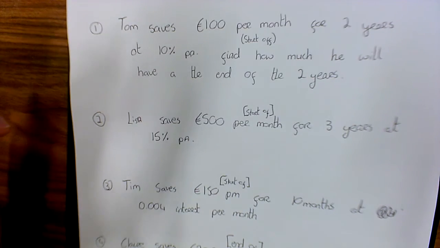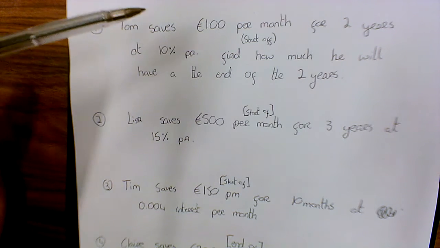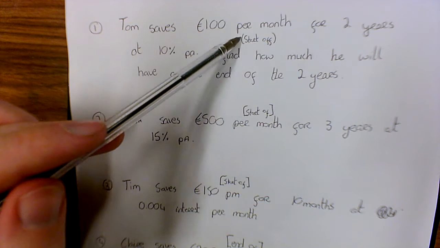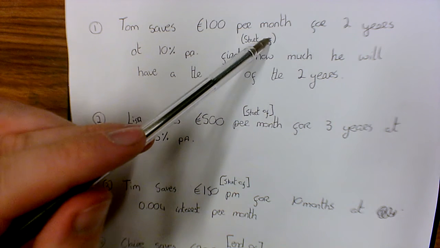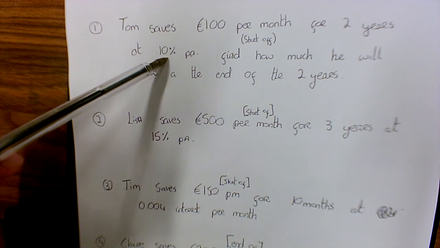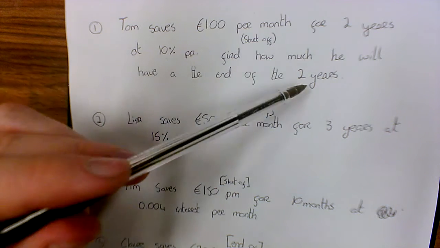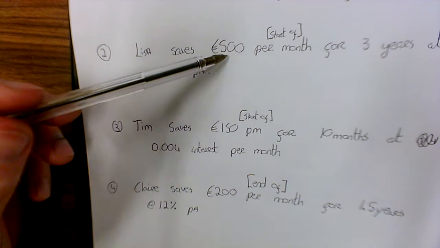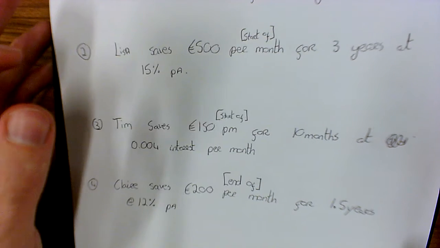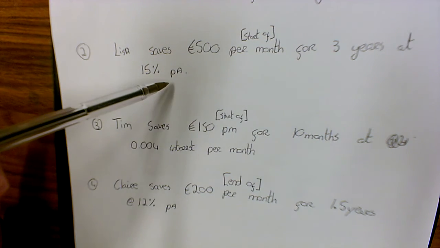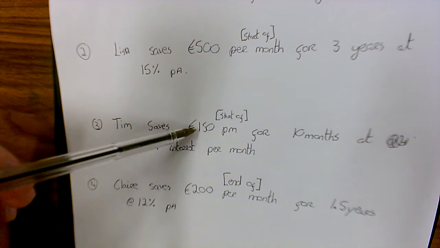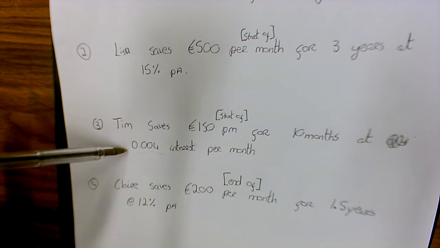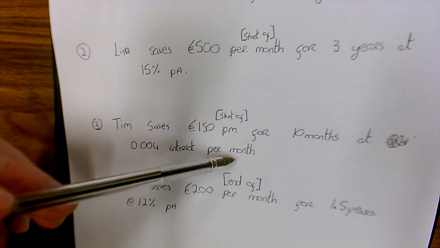Okay, so lastly there's a few questions for you, and again you can pause these and do them. So Tom saves 100 euros per month for 2 years at the start of every month. Okay, start of every month he saves it at 10% per annum. Find how much he will have at the end of 2 years. Second one, Lisa saves 500 euros per month at the start of the month for 3 years at 15% per annum. Tim saves 150 euros per month at the start of for 10 months at 0.04 interest per month.